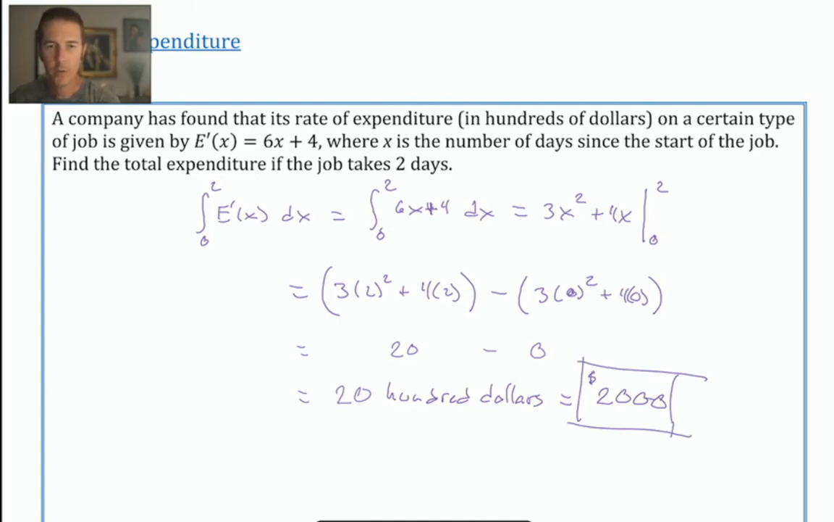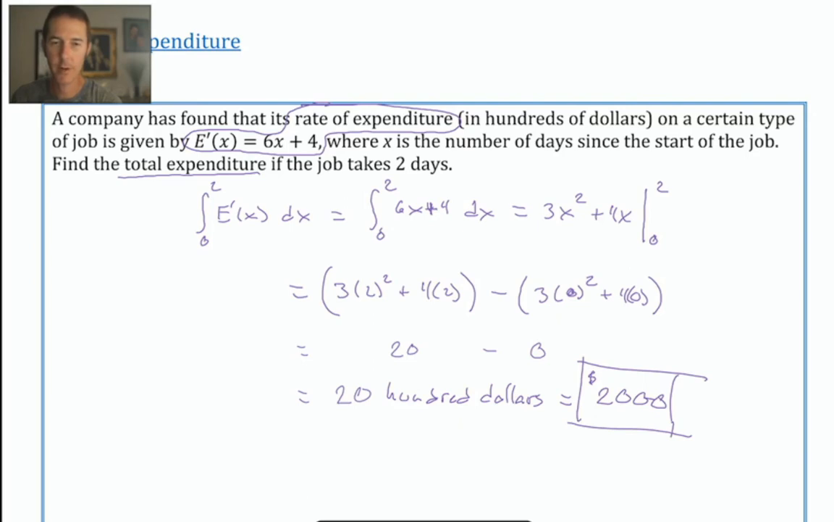So the key words that you want to look for here is that they're giving you a rate function, so it's a rate of expenditure, and you're being asked for total expenditure. So you should have a note card that says something to the effect of, if given a rate function and asked for a total, you probably need to integrate. Okay? Something like that. Figure out a nice way to phrase it.